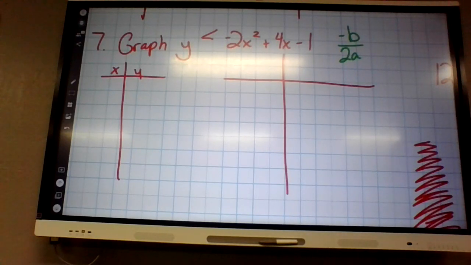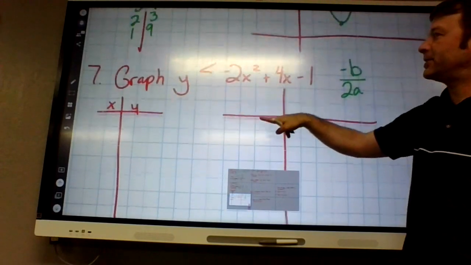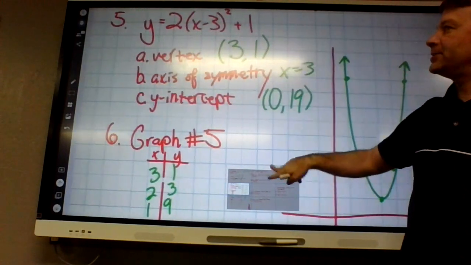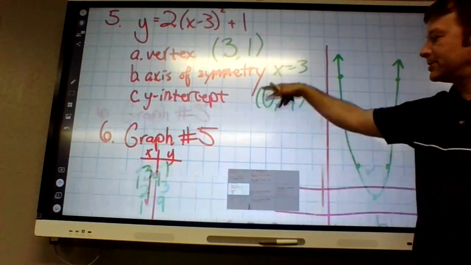The negative b over 2a is only if it's in standard form. So this is standard form, the x squared, x, and the number, that's how it's normally written. And this is vertex form. Those are the two options.